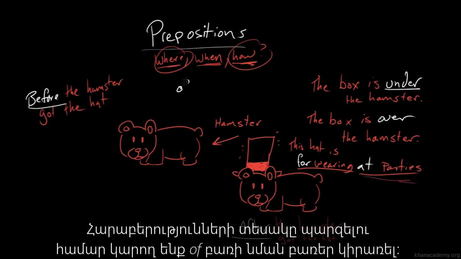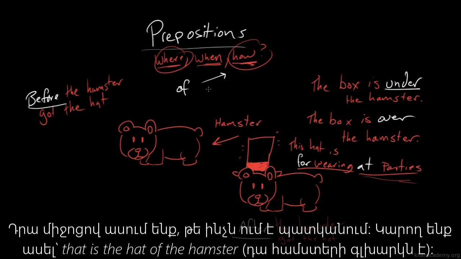We can also use a word like of to express the how relationship. And that's just sort of to say what belongs to whom. So we could say, that is the hat of the hamster.